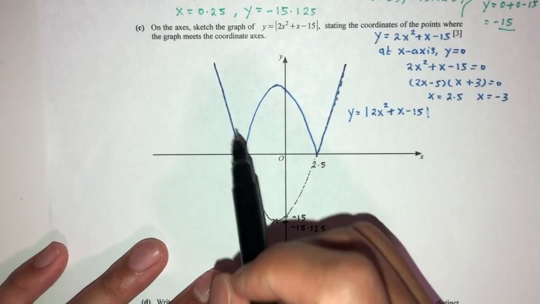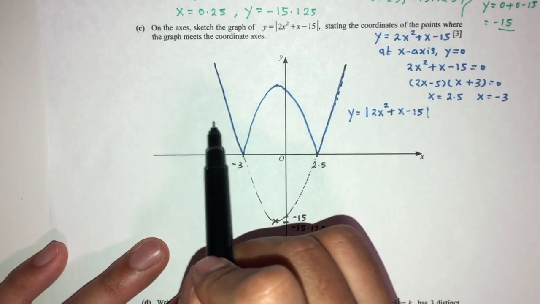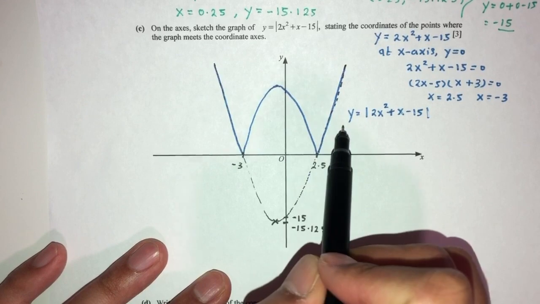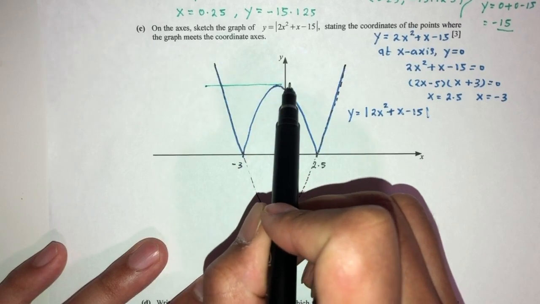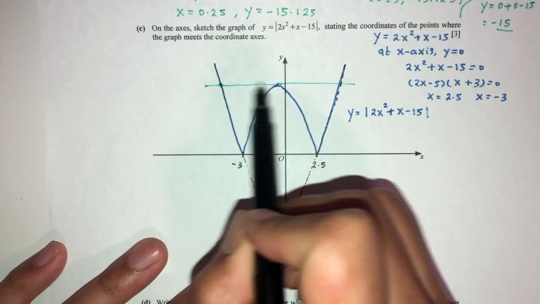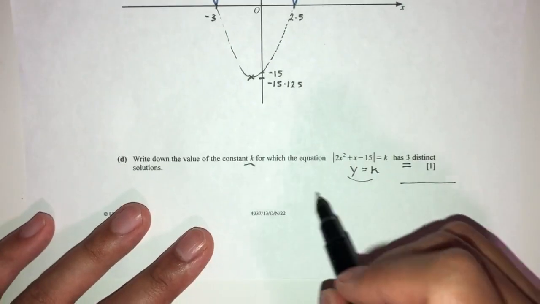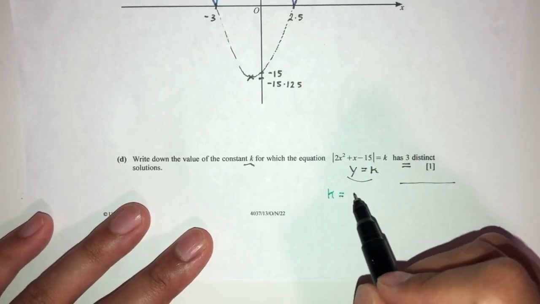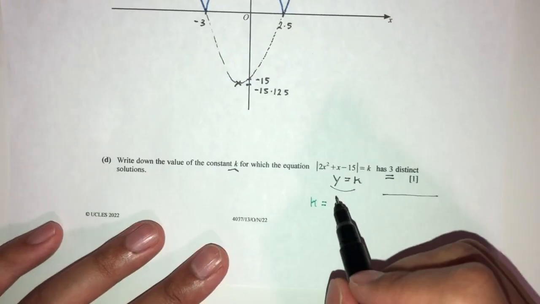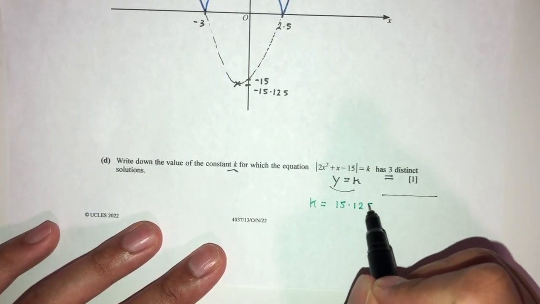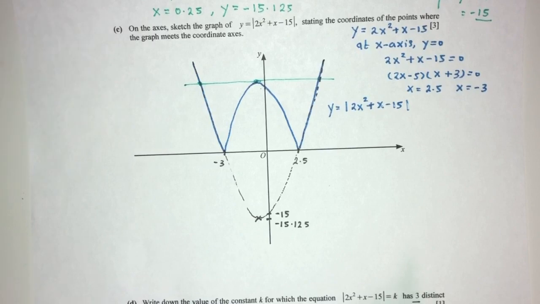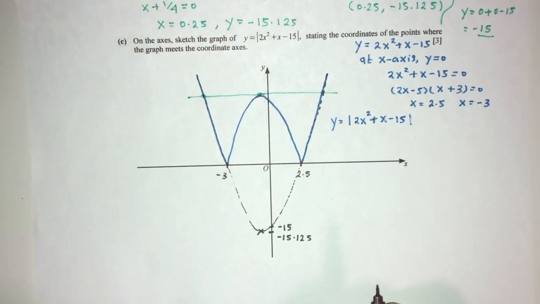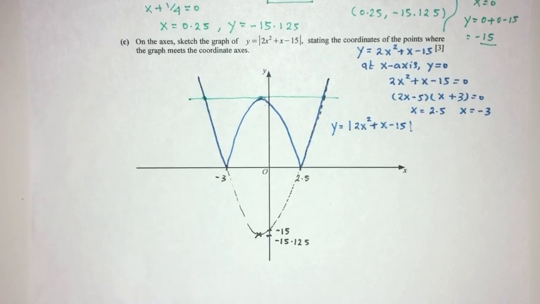So pretty easy. By observation, if you were to draw a line here, you will cut my graph at 1, 2, 3, 4 places. But only at this place, at the maximum point, sorry, it's not the maximum point. At this point, you will have 1, 2, and 3. So basically, when k is equal to this point here, which is 15.125, I will have exactly 3 solutions. Otherwise, it will be just 4 or 2 solutions. This is the only point where you have 3 solutions. Again, this is done by observation, by using your graph.